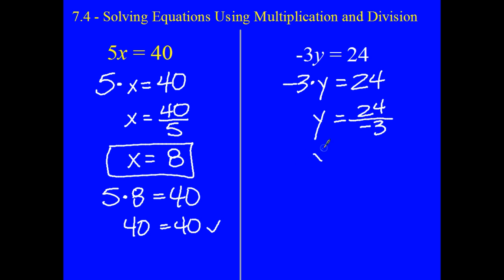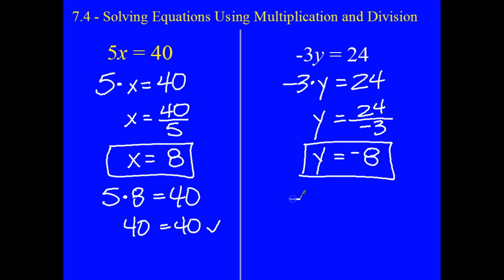Again, it's kind of a funky problem, but we'll go with it. Let's take a look. 24 divided by 3. We know that's going to be 8. And then again, we already realized that the only way for this to work is if our answer is a negative. Okay, so we're going to say that y is equal to negative 8.